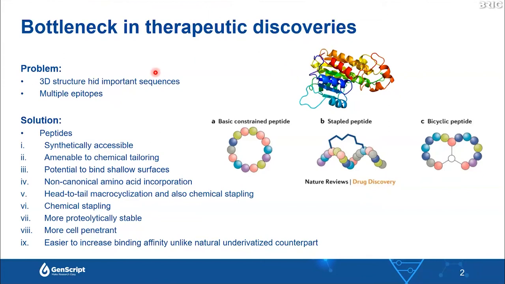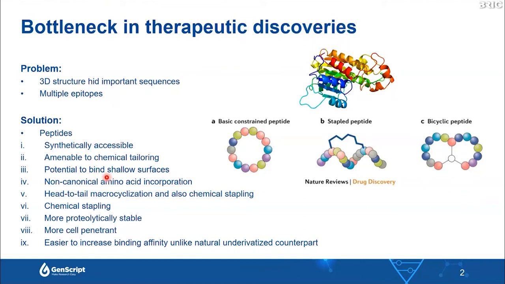So considering such a bottleneck and limitations, peptides become a possible solution for probing into the mechanism of action, and also act as a simple means of targeting antigenic sequences that span several epitopes. This is because peptides are synthetically accessible and easily amenable to chemical tailoring. They are also able to bind to shallow surfaces, unlike some of the chemical entities.